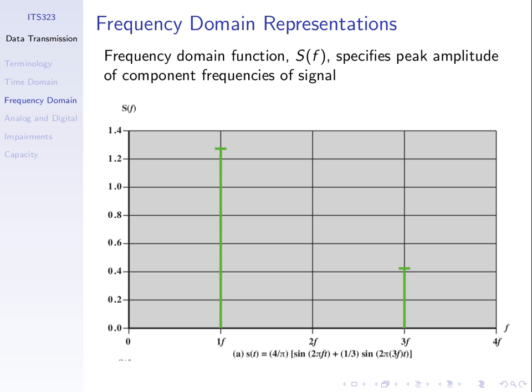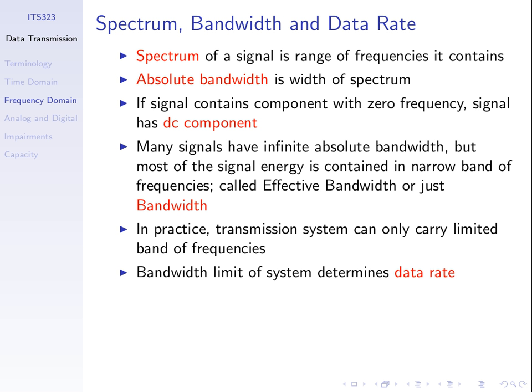We have spectrum, which is the range of frequencies in a signal. We have absolute bandwidth, which is the difference between the maximum frequency component and the minimum, and effective bandwidth, in that in practice, if we have infinite absolute bandwidth, we may limit that to a real, a practical value. And we've said that the bandwidth determines the data rate. Let's try and explain or give a demonstration of how that relationship comes about.